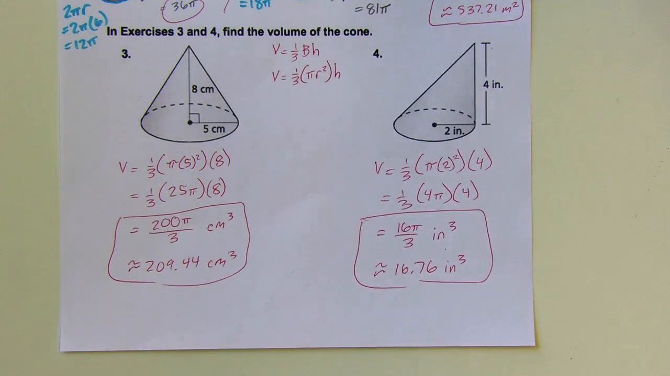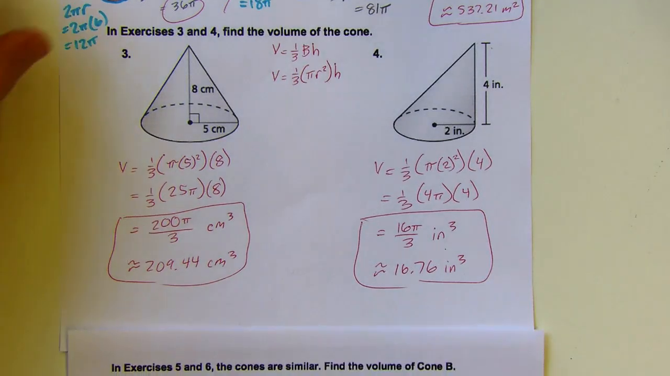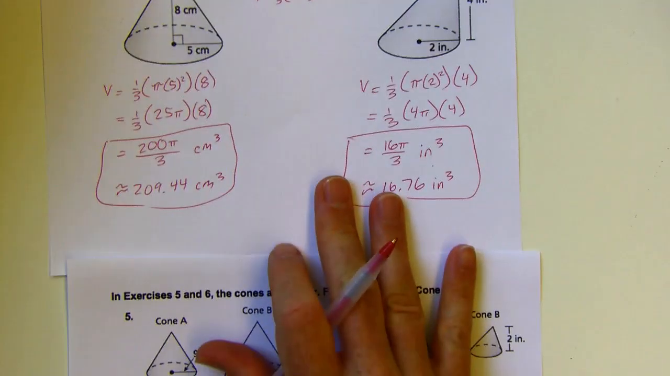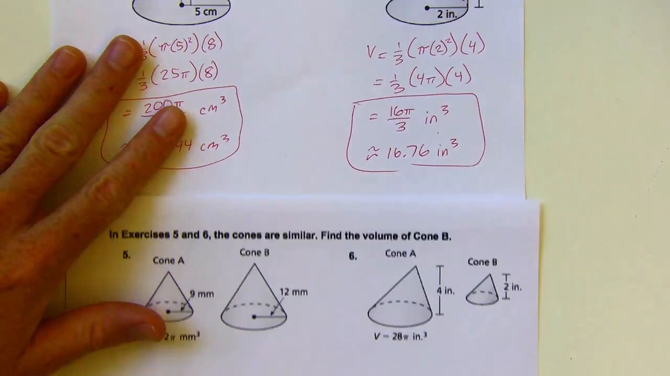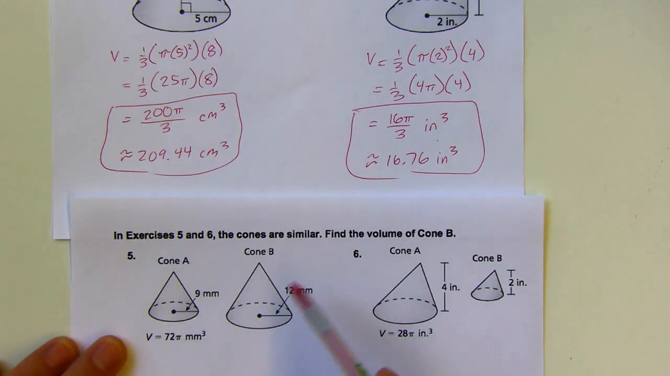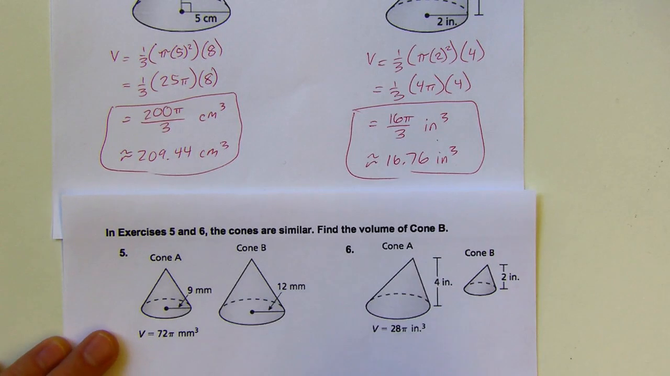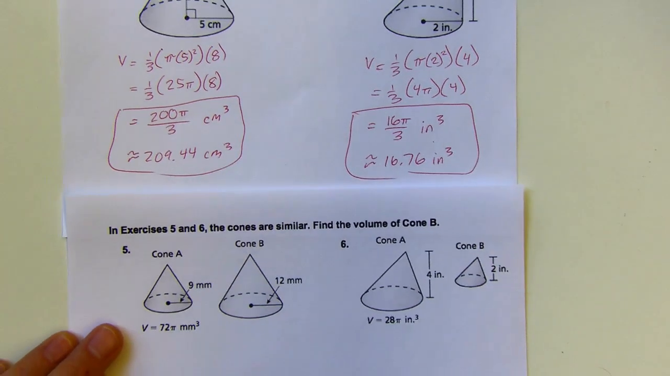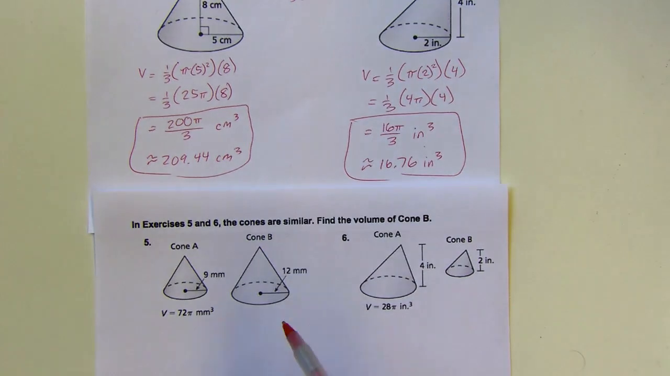All right, we've got some problems that are very similar to problems that showed up in earlier sections in the chapter. We've got similar solids. So it's not really any different from how this worked with prisms and cones that were similar. So we're finding the volume of cone B.